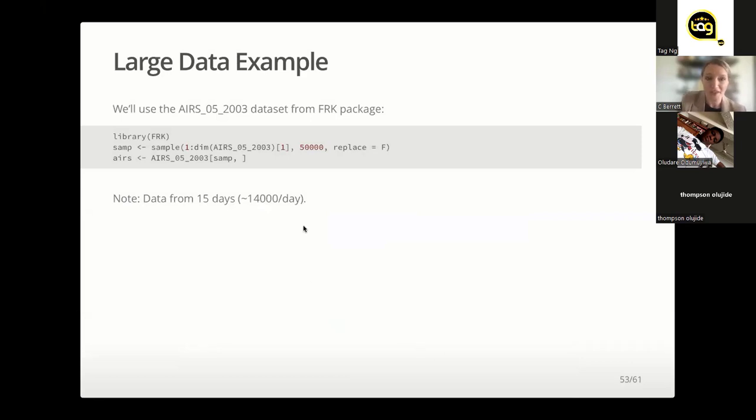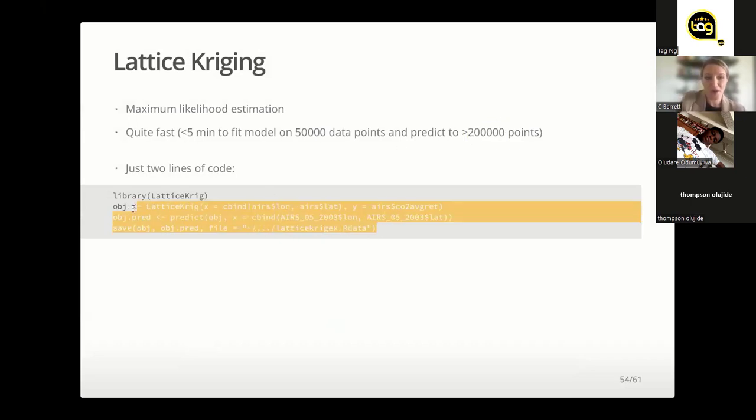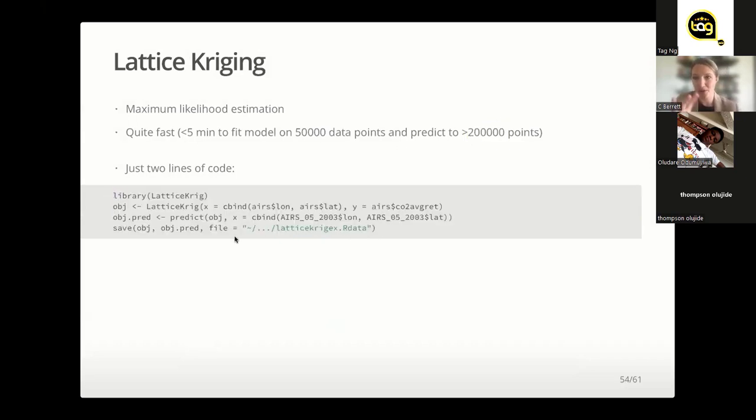We could also plot, so here's a big data set. I think 50,000 points, and then we're going to predict to more than 200,000 points. I didn't actually run this in the code. I ran it before, saved the file, and then I'm plotting here. The function is LatticeKrig from the LatticeKrig package.